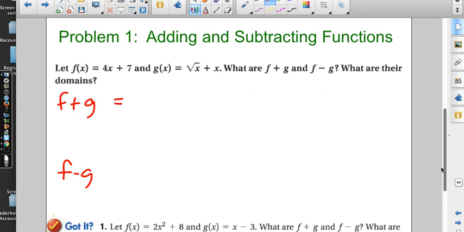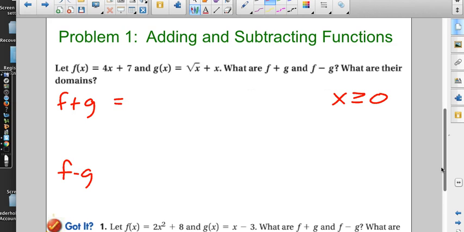So before I start doing my addition, I'm thinking to myself, are there any numbers I can't use in f? See any square roots? Any division? Cool. So far the domain is all real numbers. But there's g. Go over to g. Do we have restrictions on the domain? Sure do. X is going to have to be greater than or equal to 0. So in the back of my mind, I know to start off with that is a restriction on the domain.